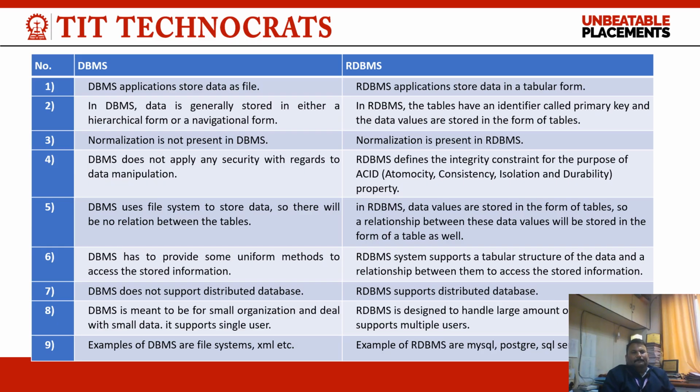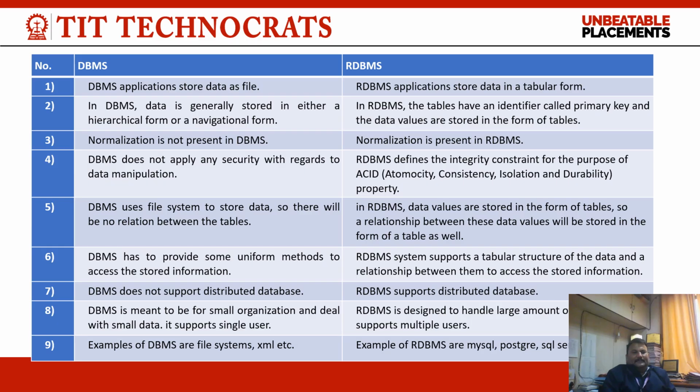DBMS does not apply any security with regard to data manipulations, while RDBMS is very concerned with integrity and uses integrity constraints to follow the ACID properties. What does it mean? ACID means atomicity, consistency, isolation, and durability. All these properties are followed by RDBMS, where we can manage data very successfully. Basically, it is used for transaction purposes. While we use the transaction mechanism, we can use ACID properties.